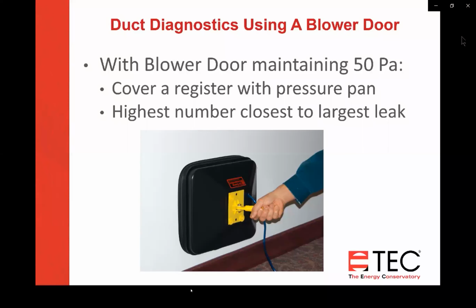One to set the blower door to cruise at 50, and another one to walk around, connect the tube to the input on channel A, and read the pressure. You record the pressure at each register, and the highest numbers are closest to the biggest leaks. So that's how you use that to track down where the biggest leaks are.